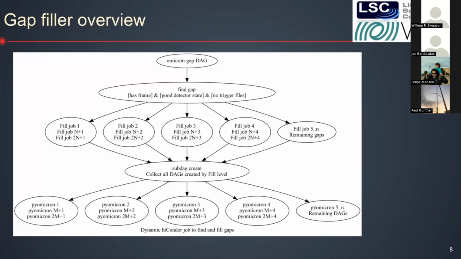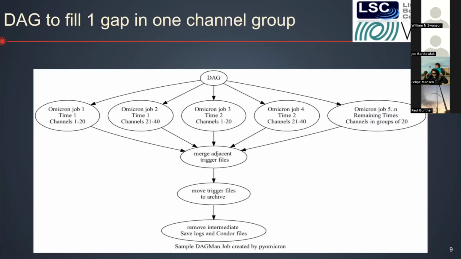Okay, this is a very busy slide. I should have put it later, but basically our gap filler DAG has 3 stages. We have the find gaps stage, and that generates a bunch of filler jobs, and each one of those filler jobs generates a DAG. Then we have a postscript that modifies the original DAG to allow it to run as many of them as we specify in parallel. Each one of these individual DAGs then breaks the job down into a fixed number of channels for a fixed time period and runs those. This is kind of a map reduce pattern. It then merges all the adjacent files, puts them in an archive, and deletes all the intermediate files.